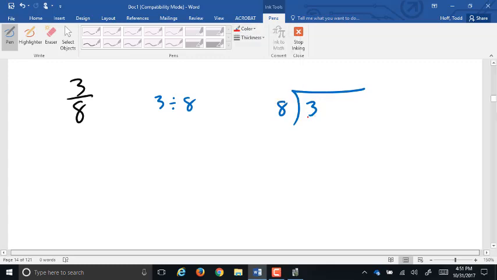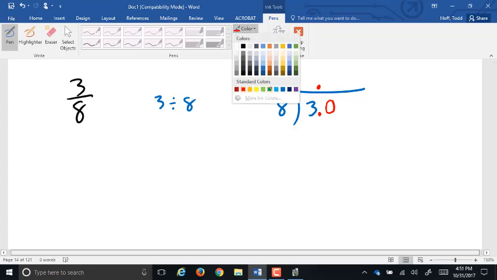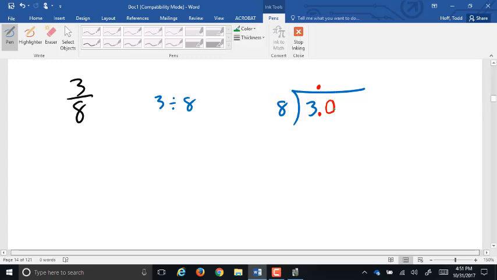Well, 8 does not go into 3, and there's no other digits to use, so we're going to have to put our decimal point in, move our decimal point up, and then add zeros. Now, does 8 go into 30? Yes, it goes 3 times. 3 times 8 would be 24. We subtract, there's 6 left over.